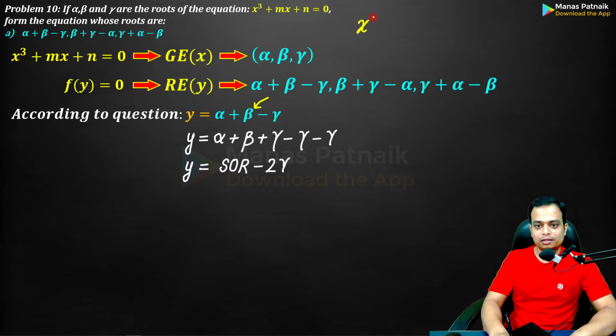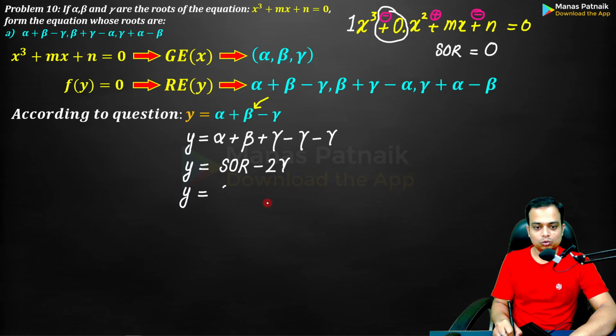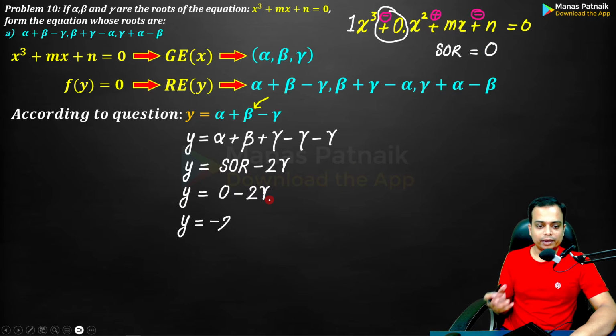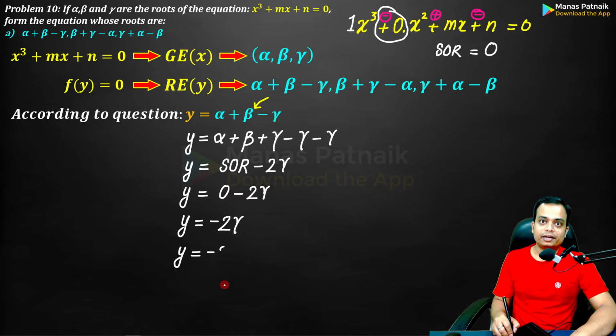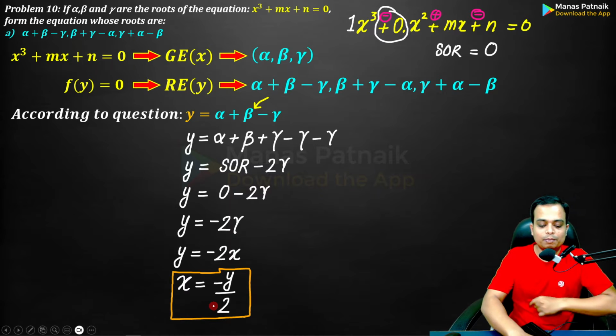Again, if you observe carefully, in this equation x cube plus mx plus n, there is no x square term. So instead of that, I can simply write 0 into x square plus mx plus n is equal to 0. Again, my usual style is start with the second term, negative, positive, negative again. What do you need? Sir, we need the sum of the roots, and sum of the roots is going to be equal to negative of positive 0 divided by the coefficient of x cube. That is going to be 0. So 0 minus 2 gamma, and basically y is equal to minus 2 gamma. Instead of writing gamma, you can also write it as x. Okay, so x is going to be equal to negative y by 2, and this is the transformation that we are going to apply in the next slide.